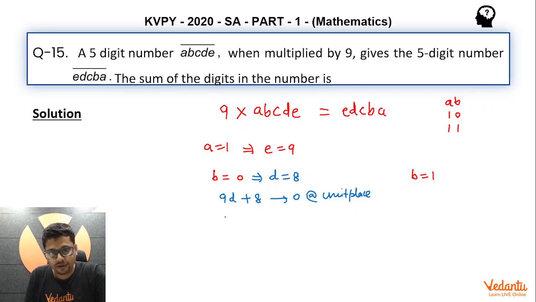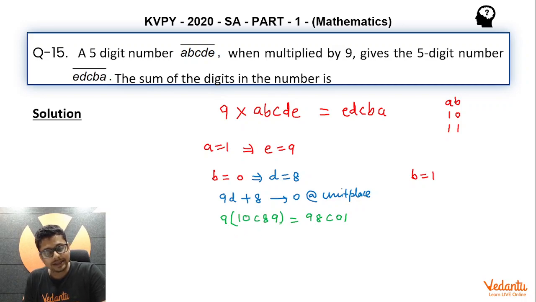So till now we have got, E is 9, D is 8, C we don't know, B is supposed to be 0, and A is supposed to be 1. So let's continue.